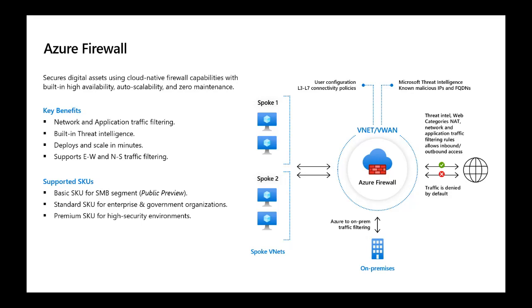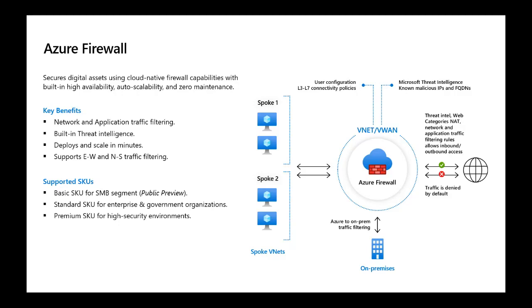So it will allow you to create and enforce rules for traffic filtering based on various criteria, such as source and destination IP addresses, ports, and protocols. It also supports with the application rules, the filtering of specific applications and services, such as Azure PaaS services, and also HTTPS and SQL. Azure Firewall also has built-in threat intelligence.